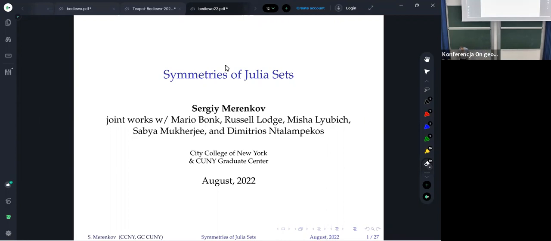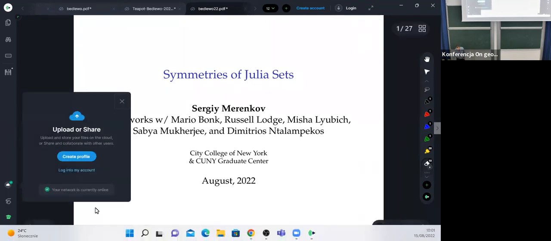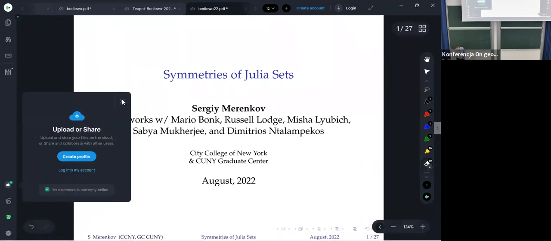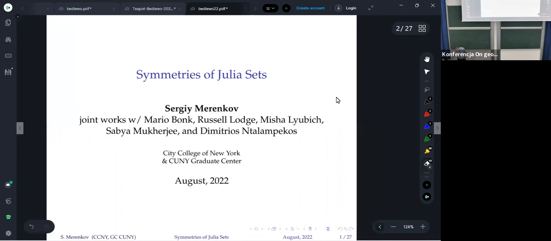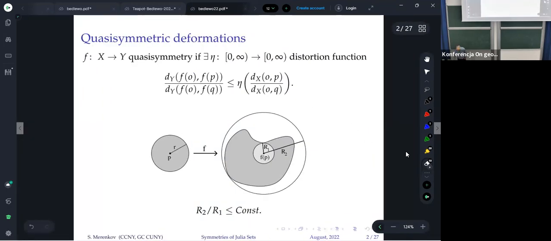So I will talk about symmetries of Julia sets, and rather quasi-symmetries. And this talk is based on several joint projects with subsets of these people: Mario Bonk, Russell Lodge, Misha Lyubich, Sabya Mukherjee, and Dimitrios Ntalampekos. Some of them will be giving talks later in the conference. So, as I mentioned, I will talk about quasi-symmetries rather than symmetries of Julia sets.